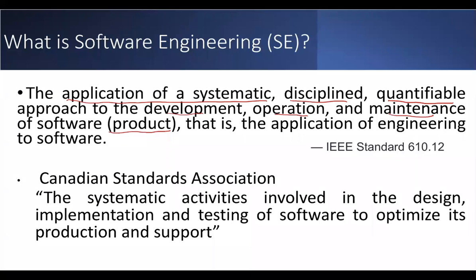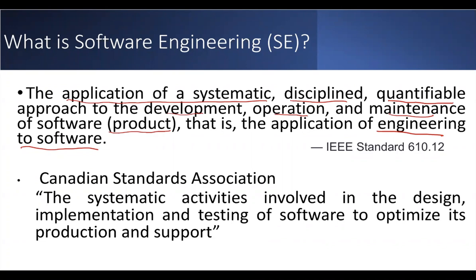This is in particular the application of engineering to software. So engineering includes a systematic, disciplined, and quantifiable methodology to develop a product. When it comes to software engineering, it is the application of such a systematic, disciplined, quantified approach or methodology in order to develop, operate, and maintain a software to have a product at the end. This is the IEEE standard definition of software engineering.